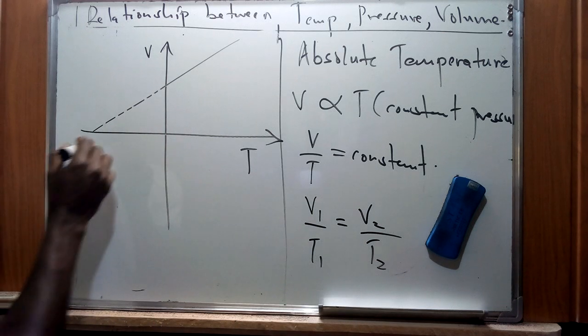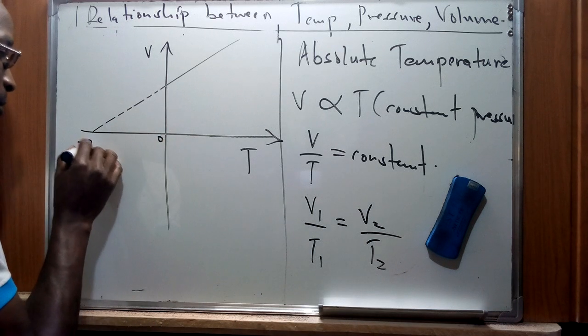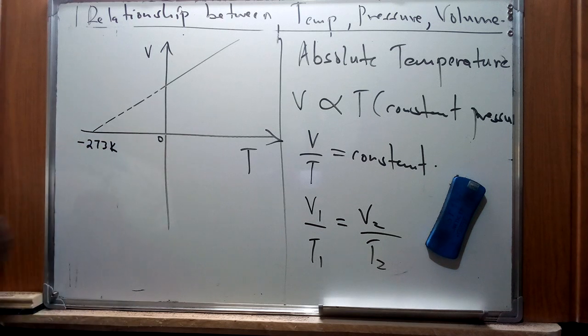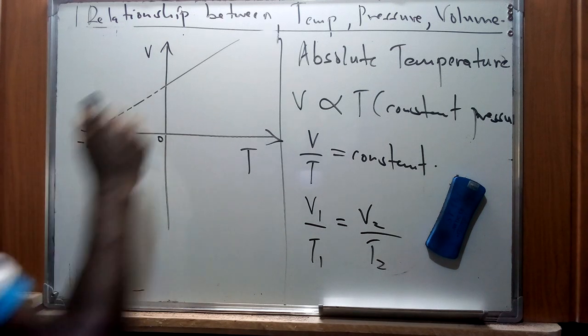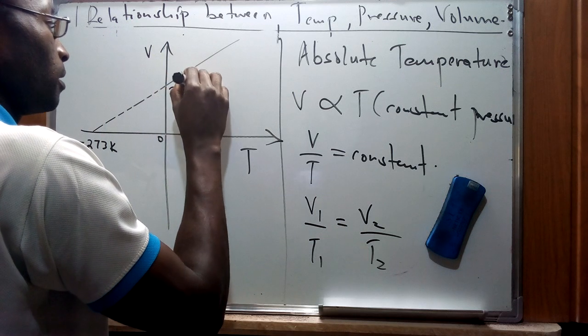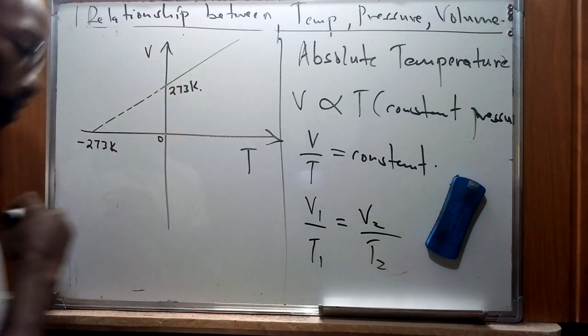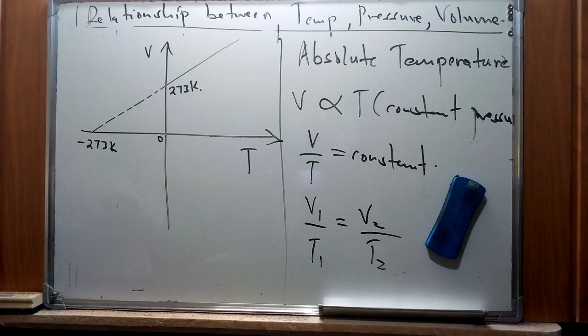Now, at this specific point from the 0 mark, we have negative 273 kelvins. And then at this specific point, 273 kelvins, that is representing maybe 0 degrees Celsius on the Celsius scale. But of course, we said we're going to reserve that relationship for another discussion. So from this graph, we can interpret the relationship between the volume and temperature, which is giving a direct relationship.